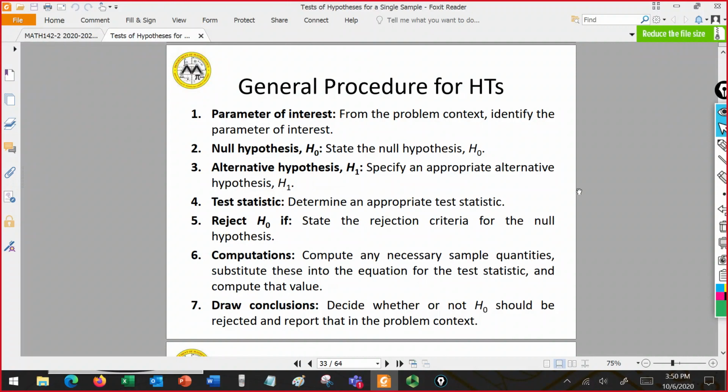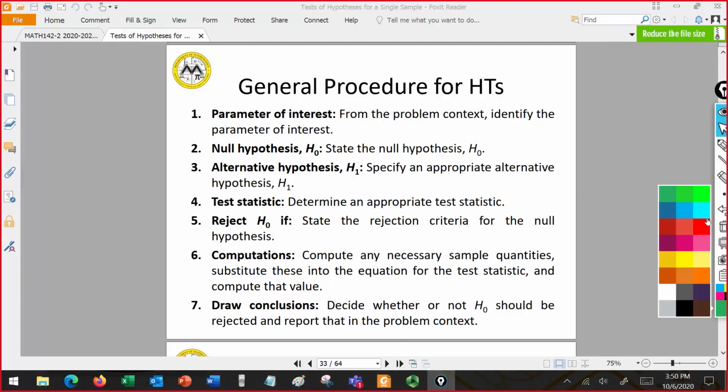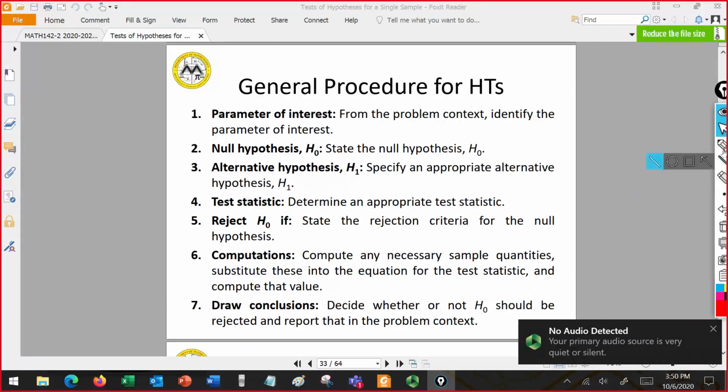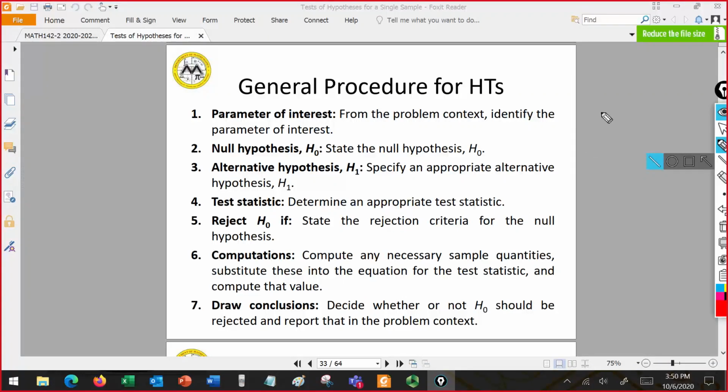Here are the steps. Pero sa face-to-face kasi, sa written exam, for the detailed solution, to make it simpler, I only look for 4. May mga nagsama-sama lang na steps.